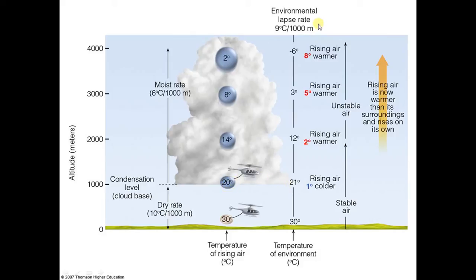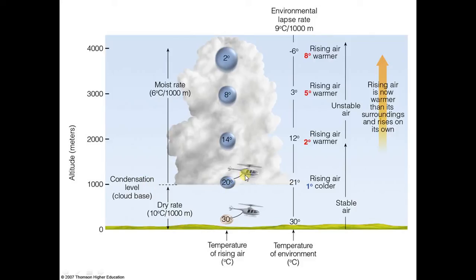And let's assume the environmental lapse rate is 9 degrees Celsius per 1,000 meters. So as it's lifted up via the helicopter 1,000 meters, its temperature has dropped to 20 Celsius. It's just barely cooler than the environment. So it's slightly unstable, right? It's going to have the tendency to want to move back down. Now, let it go. But now, its temperature has dropped to the dew point, so it's reached the lifting condensation level.